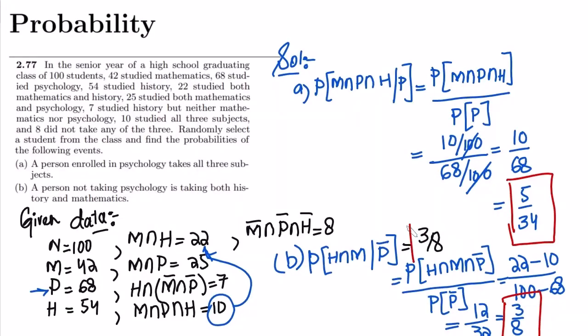So I hope you have understood the underlying concept, that if certain probabilities are not given, how to find them out. We have to write the total number of people minus the people who have not taken that subject, and from that I will get the answer. So that's it for today, in which we have solved question 2.77, and I will see you with some more interesting stuff in our upcoming video.